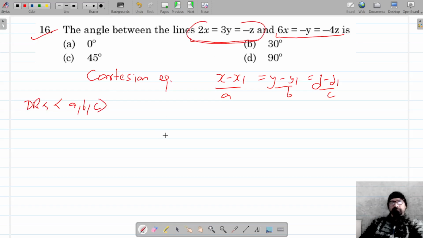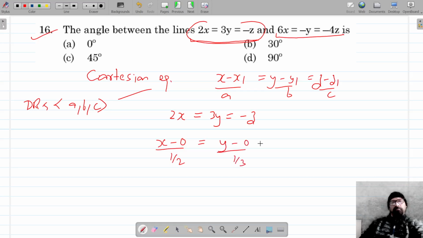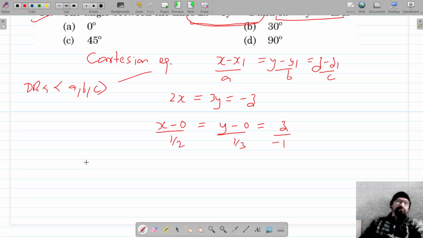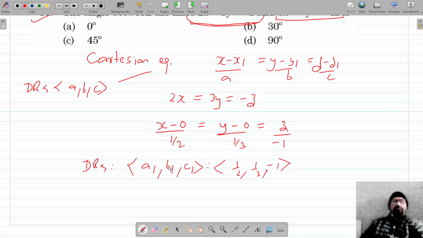So let's write this in the standard form. So 2x is equal to 3y is equal to negative z. And I can write it as x minus 0 upon 1 by 2 is equal to y minus 0 upon 1 by 3 is equal to z upon negative 1. So here, let me write down the direction ratios of these two lines. Let the direction ratios be a1, b1, and c1. And these are half, 1 by 3, and negative 1.